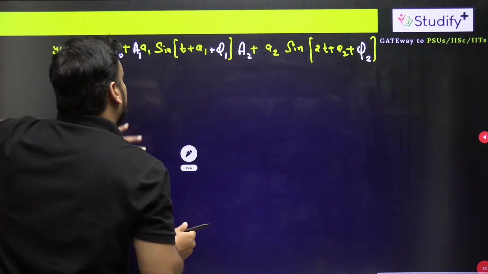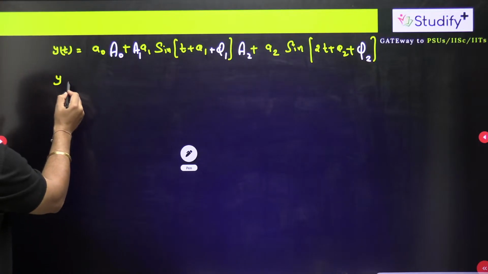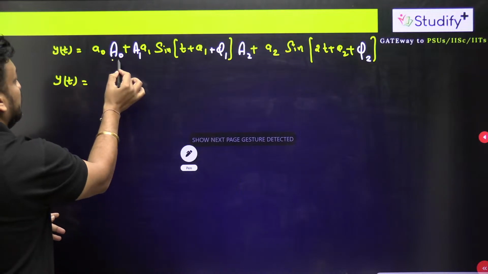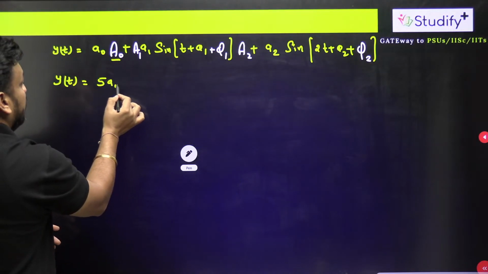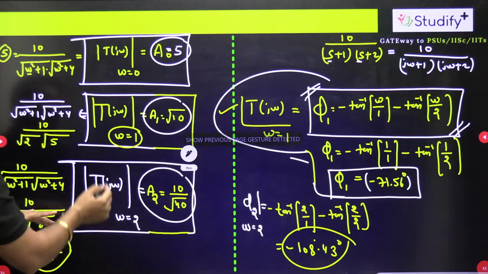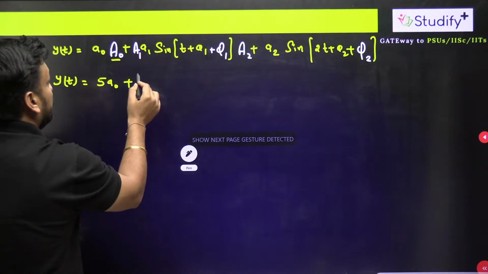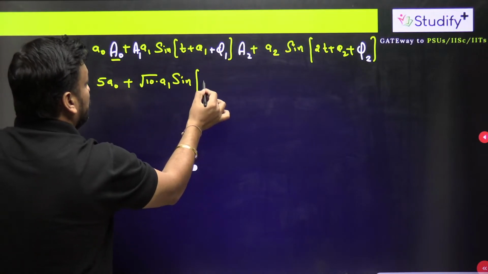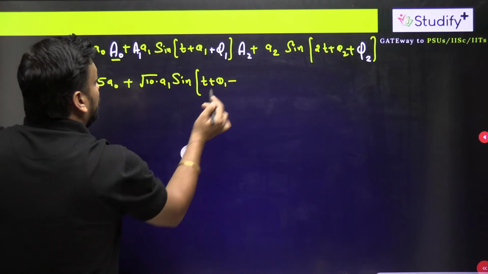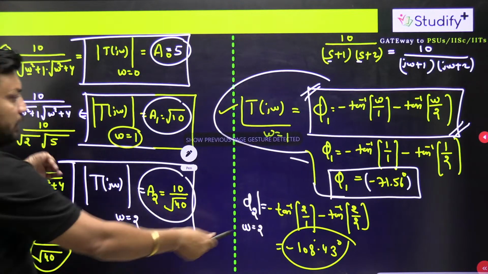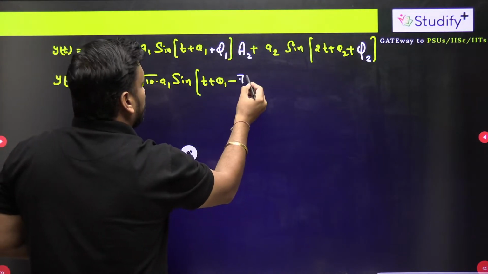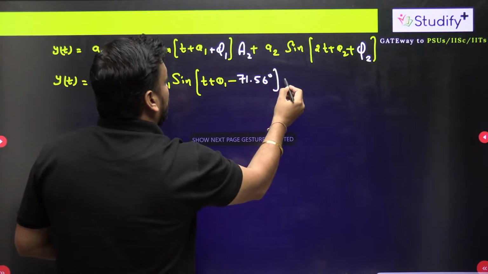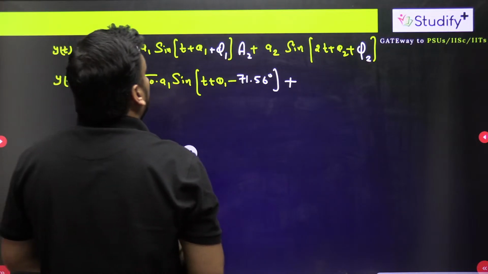और लास्ट स्लाइड में हमने सब कैलकुलेट कर लिया. तो वाई टी का वैल्यू क्या आया? रखो फटाफट से. सर ए नोट का वैल्यू 5 है तो रखो कैपिटल ए नोट का वैल्यू 5 है. ये हो गया 5 स्मॉल ए नोट प्लस कैपिटल A1 का वैल्यू क्या है सर? √10 है सर. यहाँ लिखोगे आप √10 इंटू स्मॉल A1 इंटू साइन ऑफ टी प्लस थीटा 1. और फाई का वैल्यू कितना आया था सर? फाई 1 का वैल्यू आया था माइनस का 71.56 डिग्री एंड प्लस.